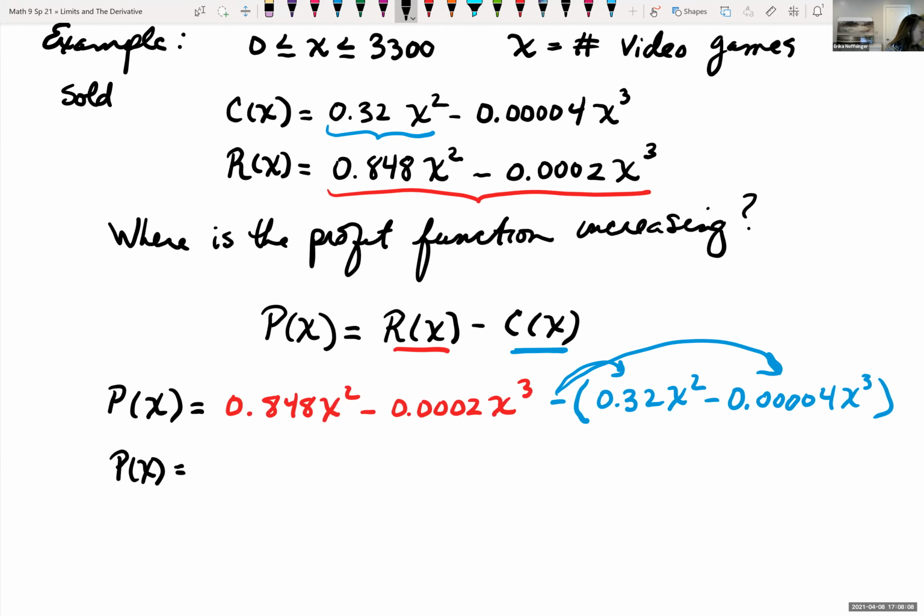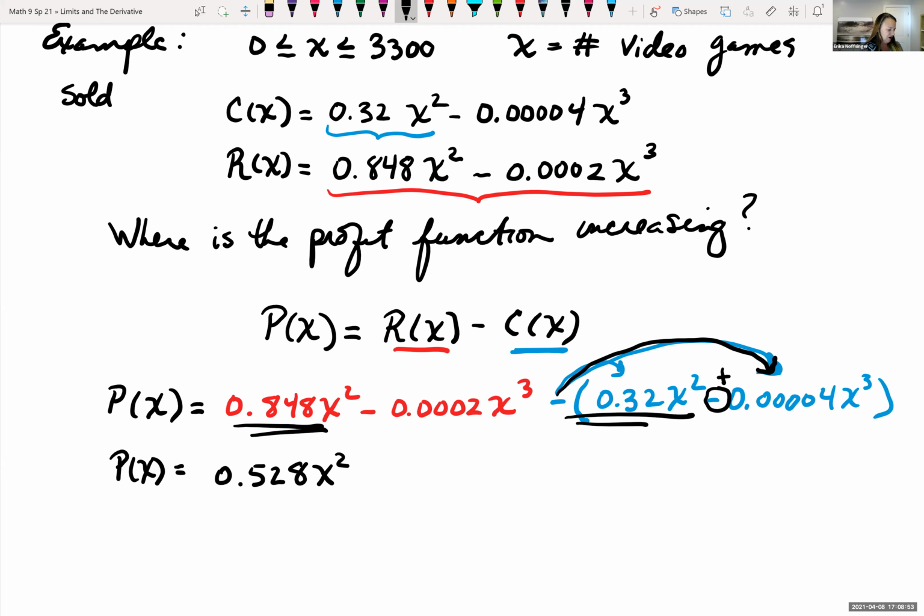So our profit function, pull out a calculator. Let's look at this: 0.848 minus, because I'm distributing this negative, 0.32. That would give us 0.528x squared. If I distribute this negative to the second term in the parentheses, notice that this is going to change to a plus. So I'm going to have a positive 0.0004, but I have a negative 0.002. So they're opposite signs.